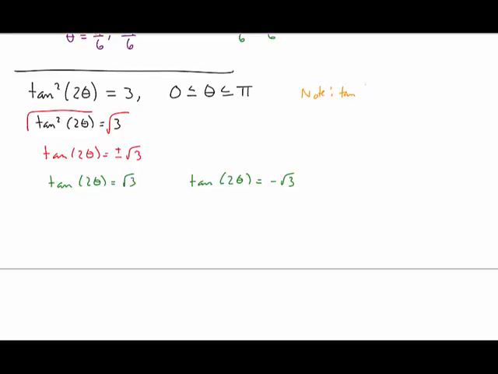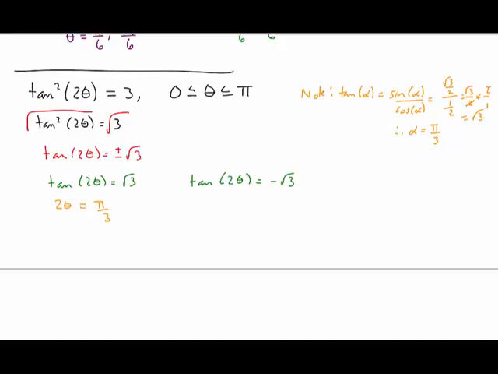Tangent, let's just say of some angle alpha, is sine over cosine. Well, if I look at the ratio of square root of 3 over 2.5, this ends up being the square root of 3 over 2 times 2 over 1. This gives me that square root of 3 that I'm looking for. But what angle has a sine of square root of 3 over 2 and a cosine of 1/2? Well, because I know my unit circle, I know that that angle is pi over 3. So that tells me that 2 theta has to equal pi over 3.